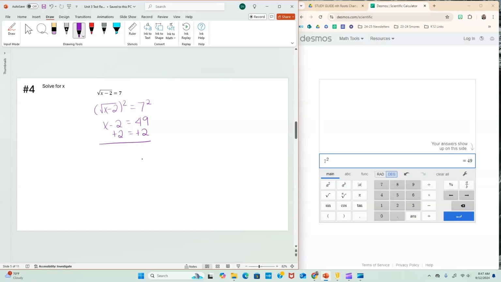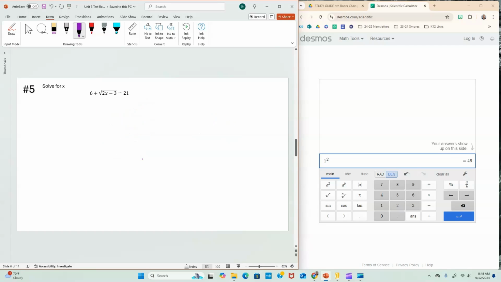When I add 2 to both sides, I get x equals 51. So 51 is the solution. Remember, you want to always check your solutions and make sure that it makes your equation true. So the square root of 51 minus 2, is that equal to 7? Well, that's telling me the square root of 49 is equal to 7, so that is in fact true.